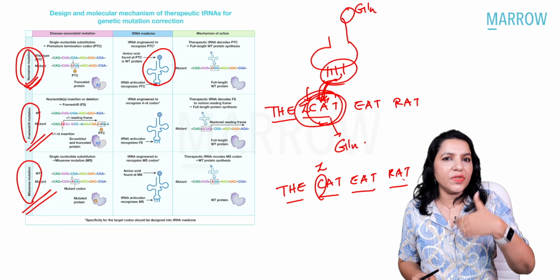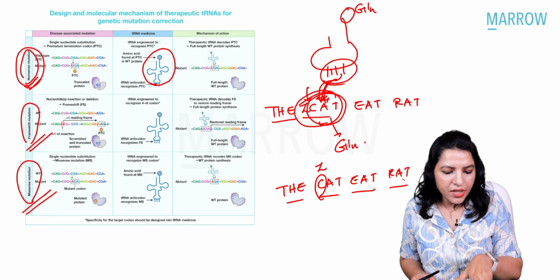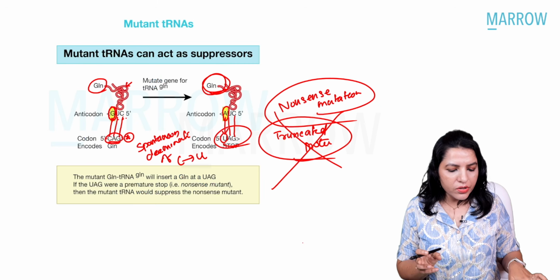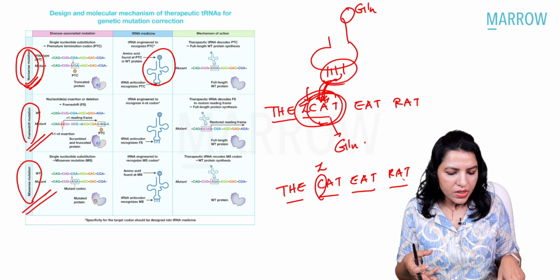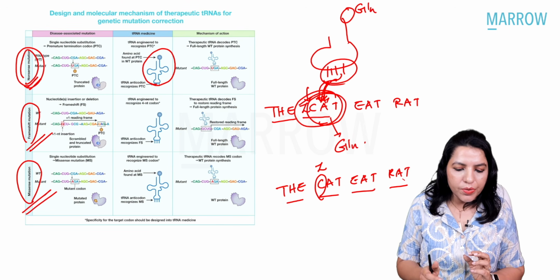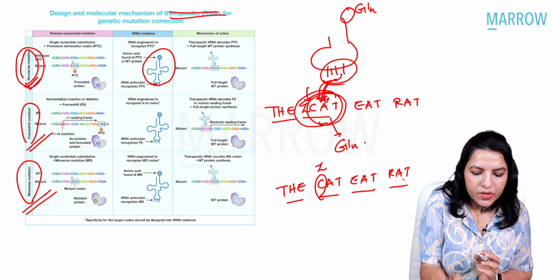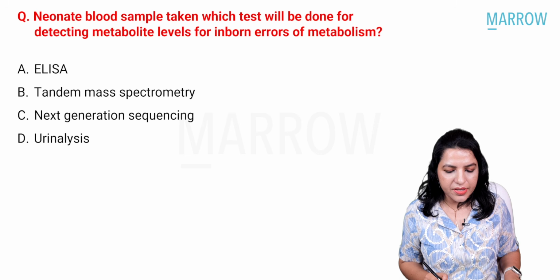So this is something that we are introducing, which is genetically engineered. But what I have shown before this is what normally happens. So this principle that we are using is what is called therapeutic tRNAs. So that is called therapeutic tRNAs.